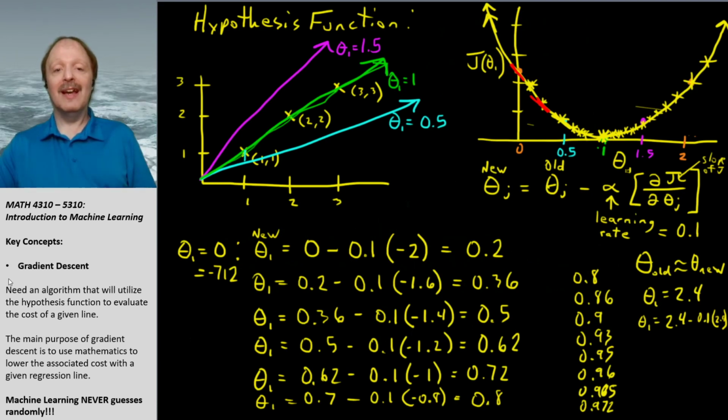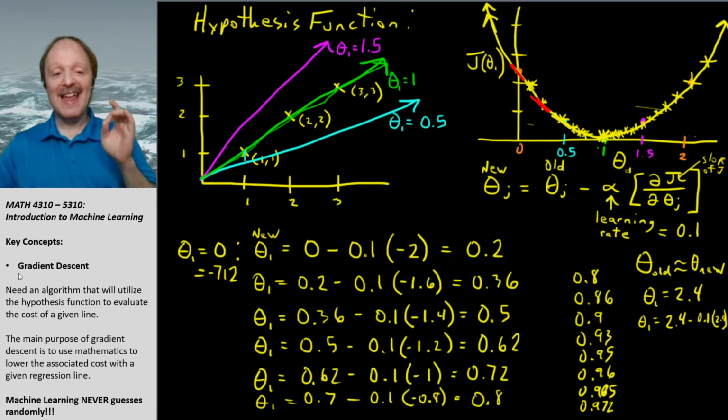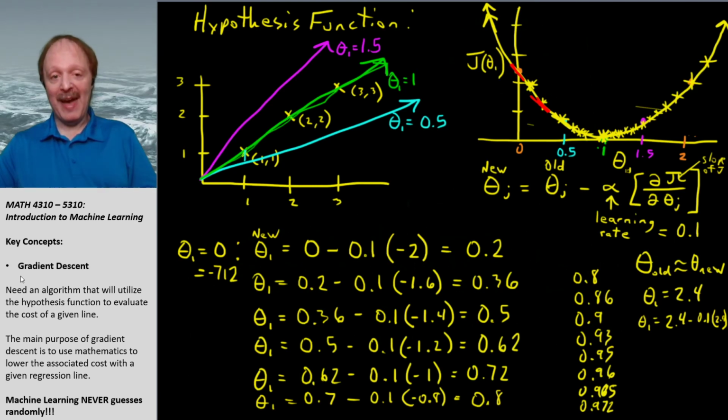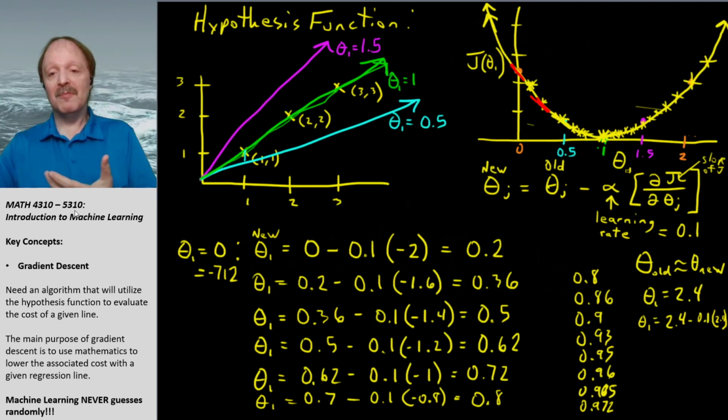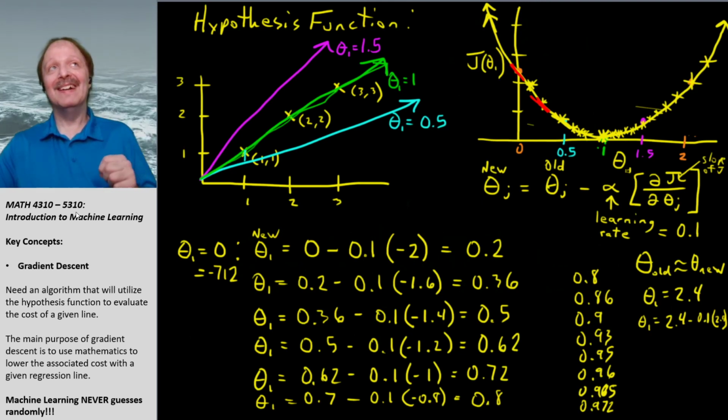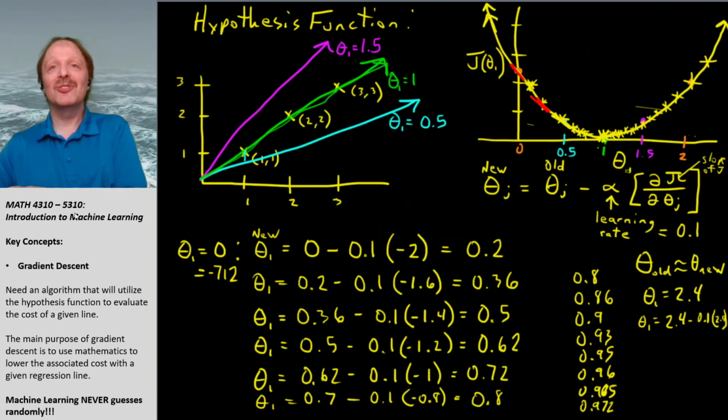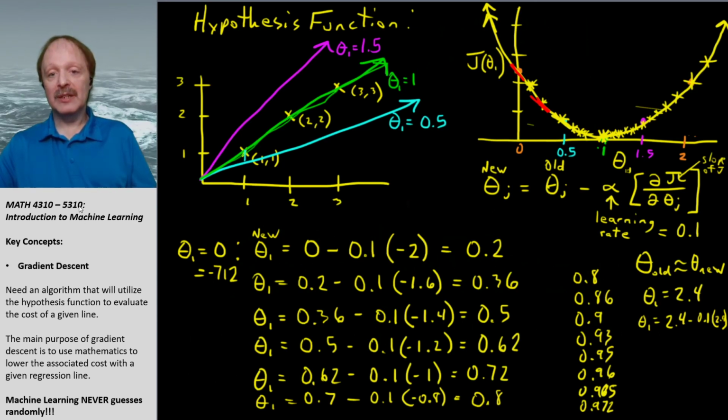Now, last thing I want to say, and I am literally going to say this a dozen or more times this semester: machine learning does not guess randomly. It never guesses randomly. It uses mathematics. If it guessed randomly, it would take forever to come up with the best guess. Even if we were clever and did some very clever ways to make it pseudo-random, it's still going to take forever when you get to complicated models.